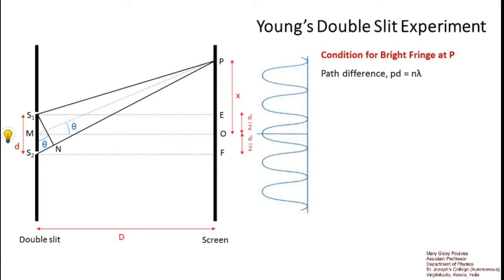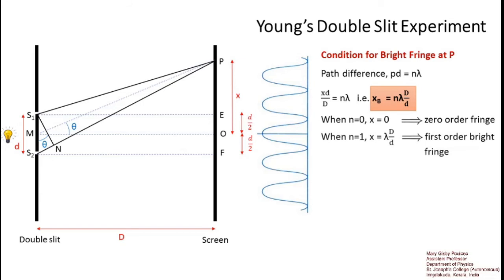So equating the value for path difference that we just derived, we get xd by D is equal to n lambda, that is, x of the bright fringe, xb, is equal to n lambda into capital D divided by small d. Now when n is 0, x will be 0, and this corresponds to the central fringe. It is called the zero order fringe.